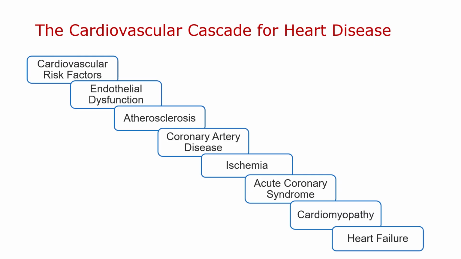First, let's look at how many cardiovascular conditions are connected. Rather than occurring in isolation, many cardiovascular diseases develop as part of a progression or cascade. It often begins with cardiovascular risk factors that damage the vascular endothelium, leading to atherosclerosis. As plaque develops and narrows the coronary arteries, coronary artery disease can occur. If a plaque ruptures and suddenly blocks blood flow, it can result in an acute coronary syndrome, such as unstable angina or a myocardial infarction.